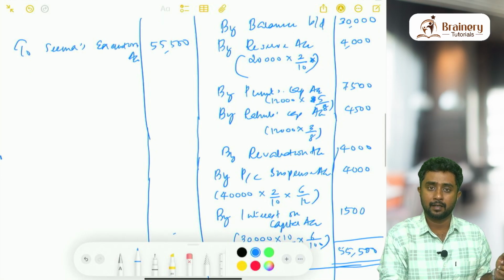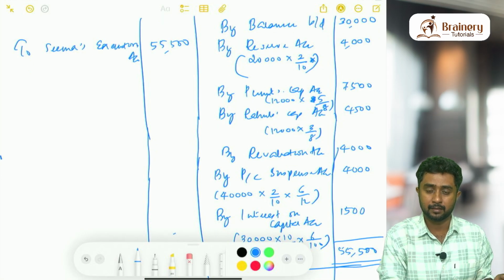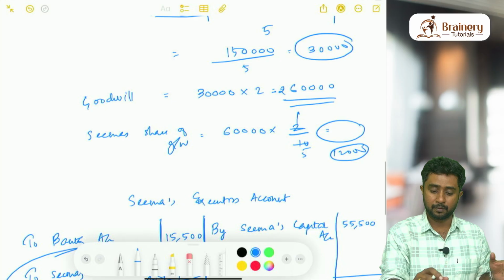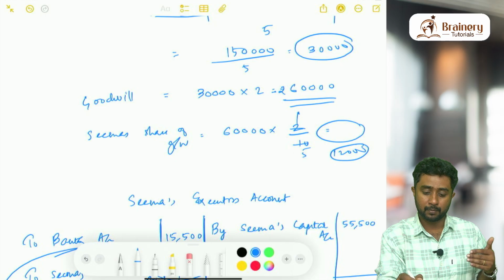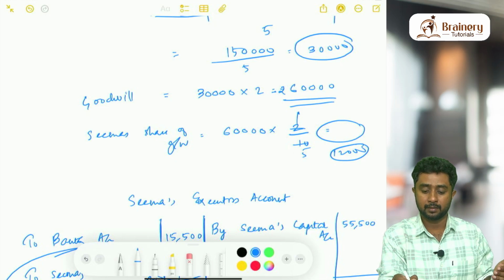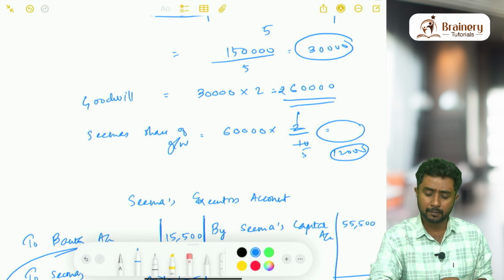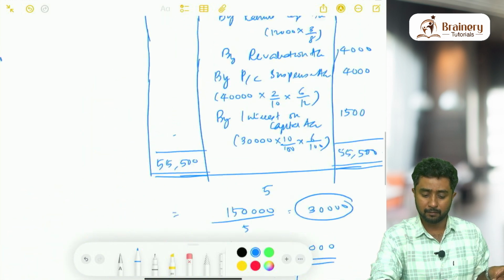So we have calculated the average profit of the past 5 years. As you can see here, average profit we have calculated 1,50,000. When we divide it by 5, you got 30,000 as the average profit. Then average profit is multiplied by the number of years purchase, and we got 60,000. Then CMA share of goodwill is 60,000 into 2 by 10. So we got 12,000. So this is the value that we got.